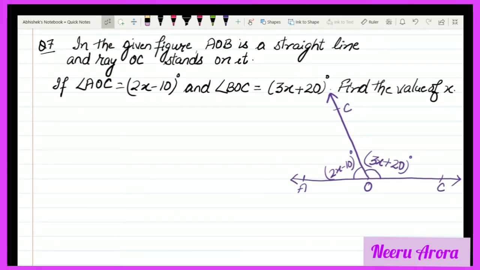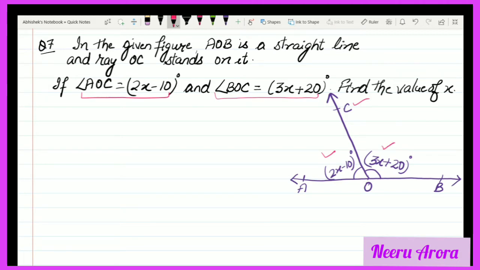In the given figure, AOB is a straight line and ray OC stands on it. Now angle AOC is given and angle BOC is given. Find the value of x. In the given figure, we can see that AOC and BOC are two adjacent angles.